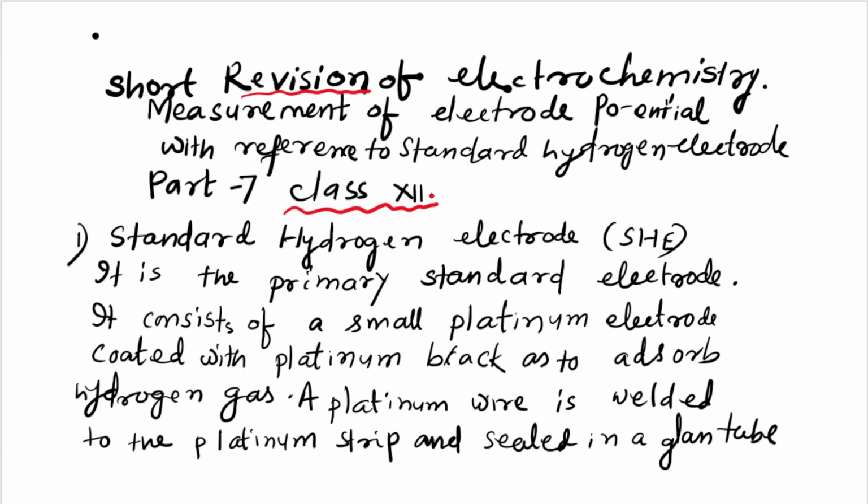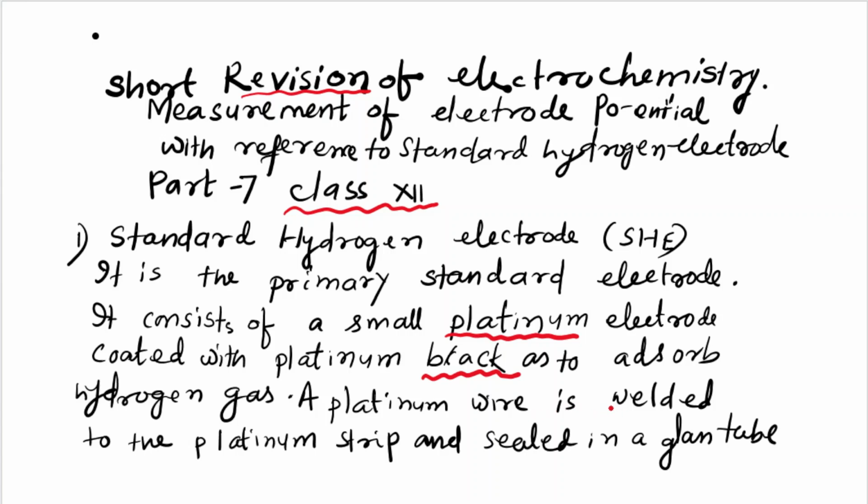Now the standard hydrogen electrode is a primary standard electrode, which is very important, from which we can calculate all types of electrode potential. It consists of a small platinum electrode. You remember in S.H.E., that means standard hydrogen electrode, the platinum electrode is coated with platinum black to absorb hydrogen gas, because hydrogen gas is formed, and that should be absorbed. A platinum wire is welded.